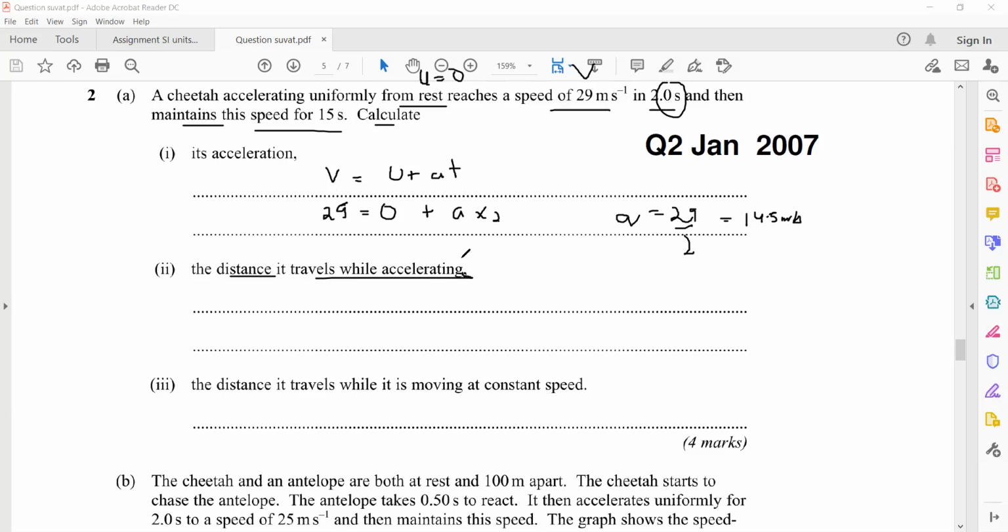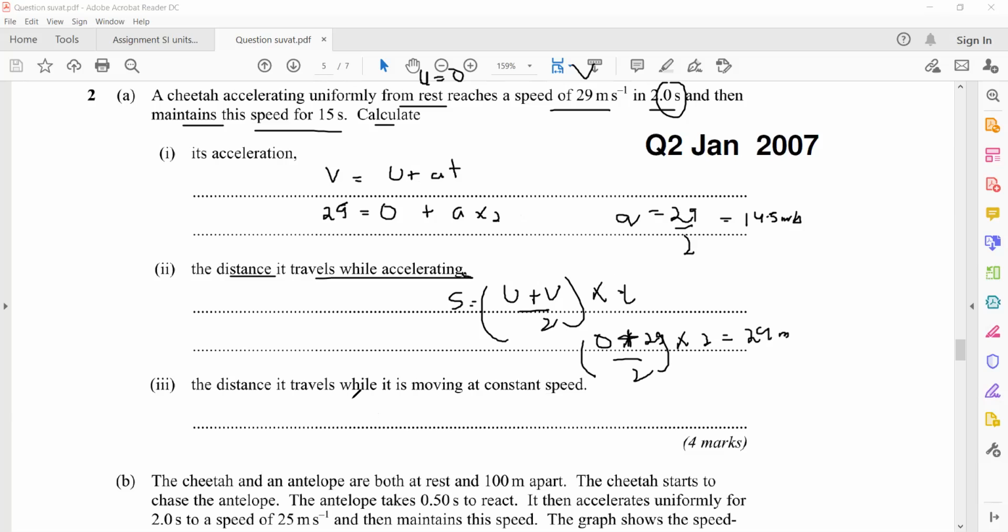The distance traveled while it is accelerating. You have acceleration now, you have final and initial speed, so you can find s equals u plus v divided by 2 multiplied by t. u is 0 in this example. Final speed is 29, divided by 2 which makes 14.5, multiplied by 2. That simply makes 29 again.